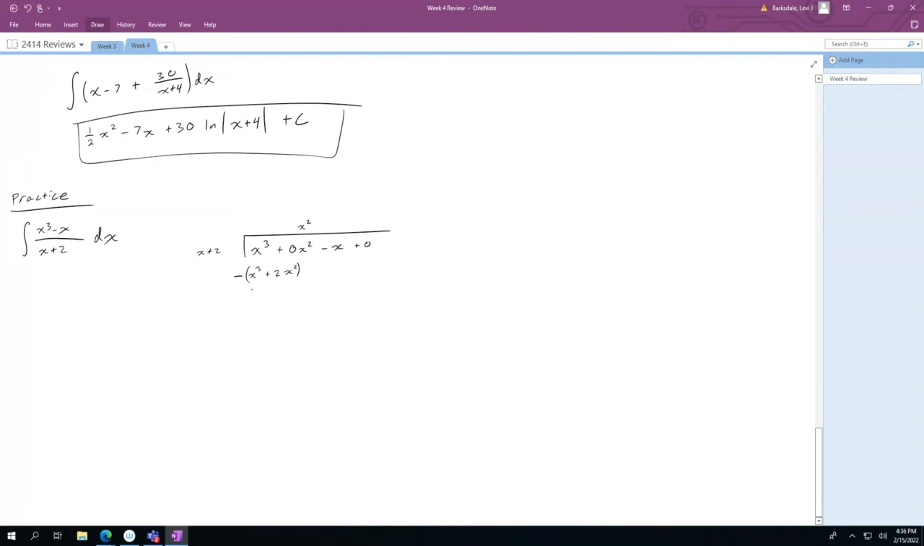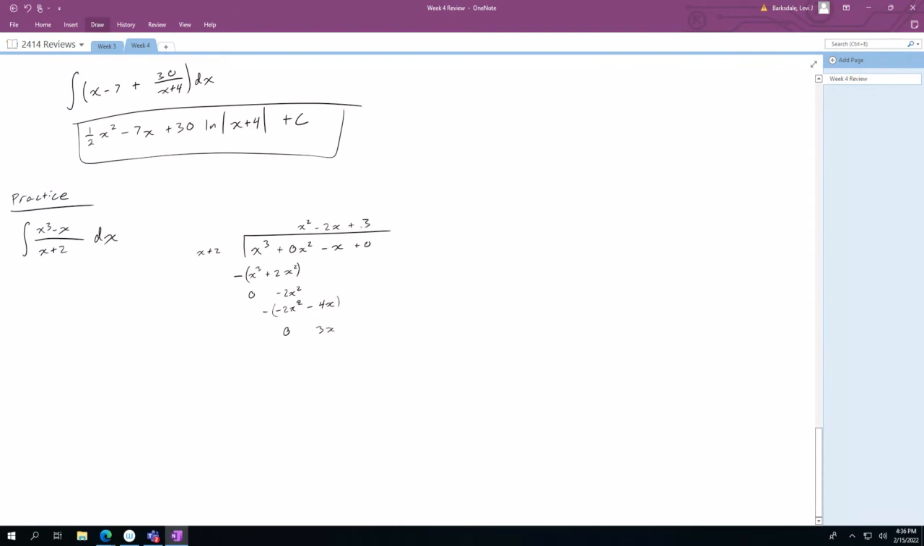And now I can subtract these. X cubed minus x cubed is 0. 0x squared minus 2x squared is minus 2x squared. And that's kind of why I put in the spacing, just so now I have room to include those x squared terms. Because now I need to think, well, x times what is negative 2x squared? That's, of course, negative 2x. So negative 2x times x is negative 2x squared. Negative 2x times 2 is negative 4x. And then I subtract that. That gives me 0. Negative x plus 4x is 3x.